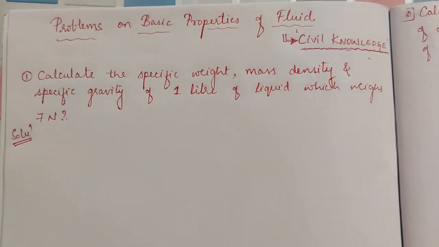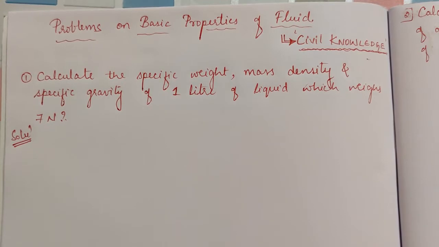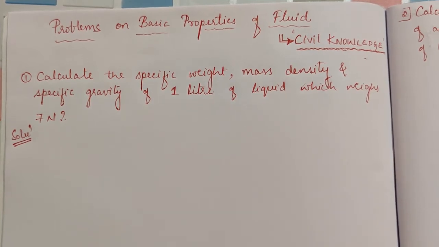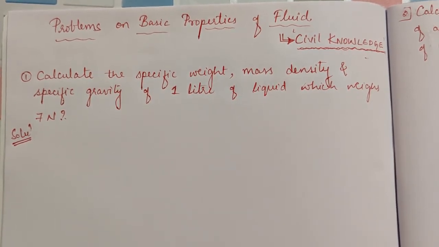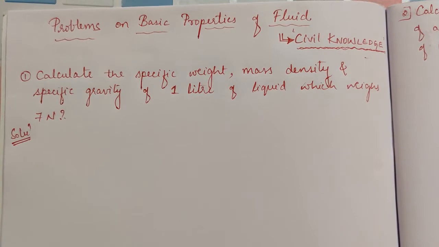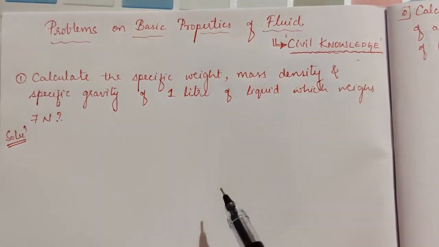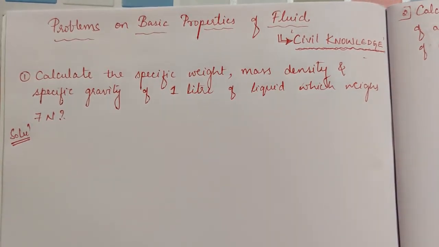Today let us solve some of the problems on the basic properties of fluid. Whatever we discussed, the specific weight, density, specific gravity, n number of things we studied in our last classes. To understand them better, we will calculate some problems. See here the first question: calculate the specific weight, mass density and specific gravity of 1 liter of a liquid which weighs 7 Newton.